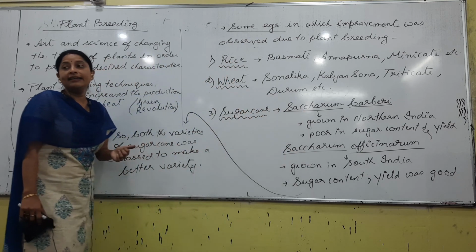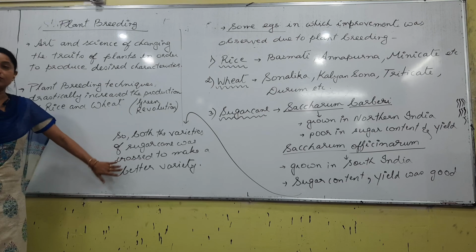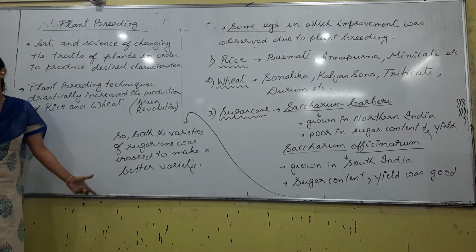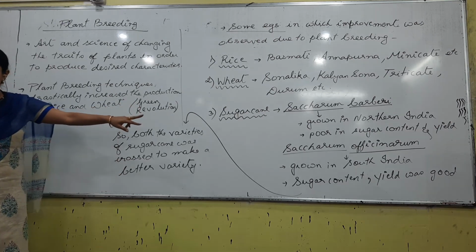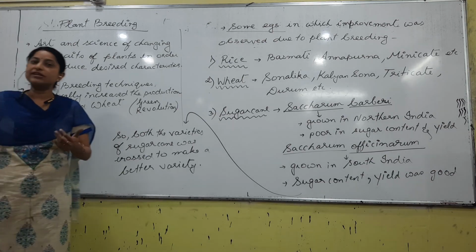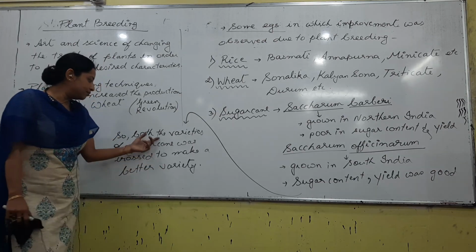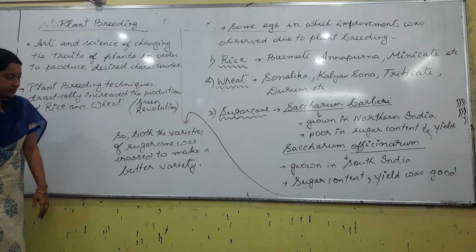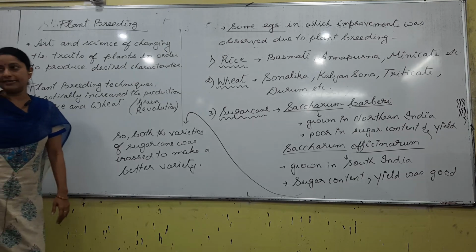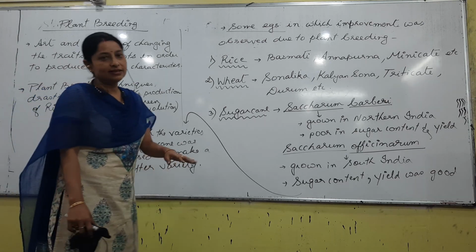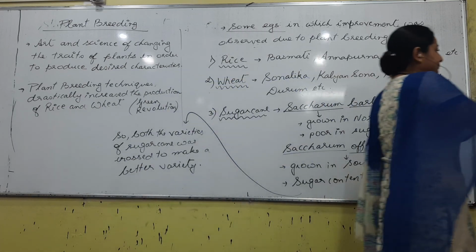As far as the name of the new plant is concerned, the name has not been given, but it's a Saccharum species, right? The names of the parents are there, but the species or offspring has no name. So we'll know that both these varieties of sugarcane have been crossed to make a better variety. How do we make a better variety? Obviously plant breeding, right?